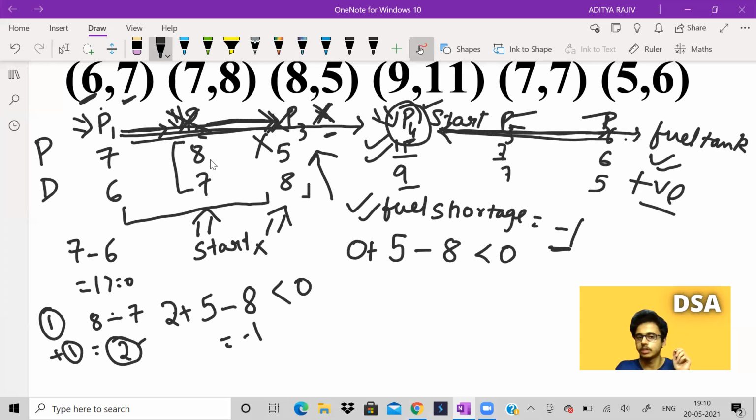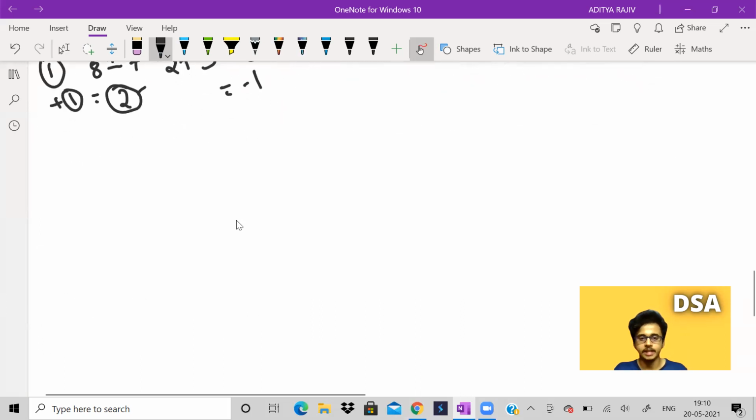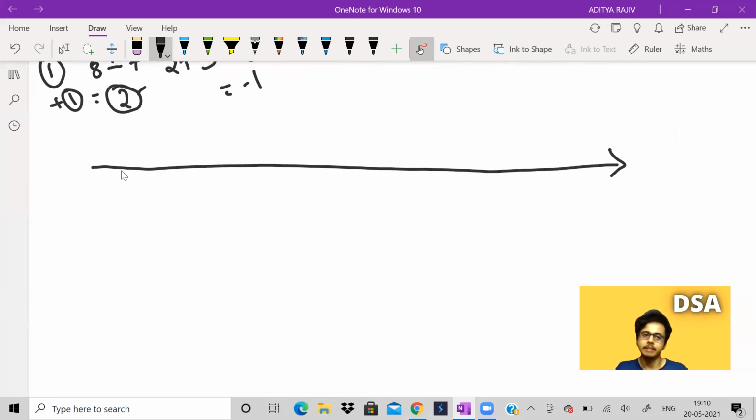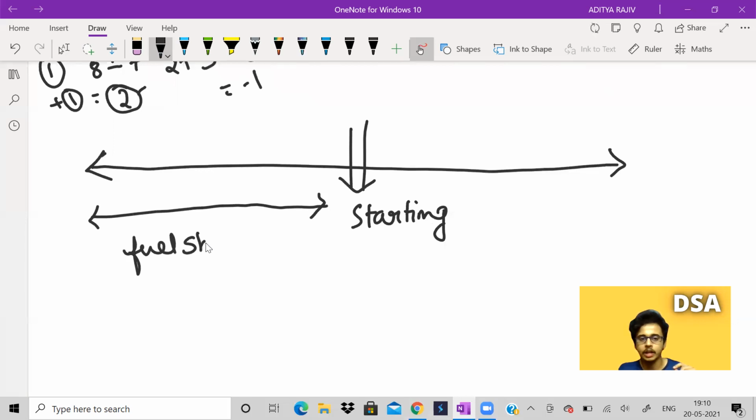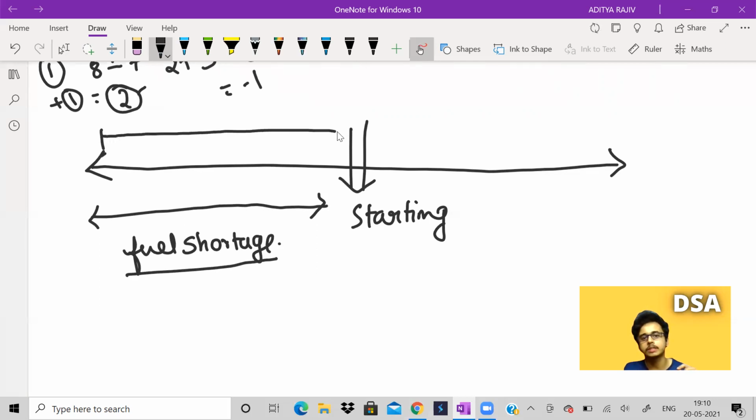That value we need, because it will help us find out the starting point, if at all there is a starting point. So just imagine some n number of petrol pumps are there. Somewhere you found a starting point, assume you have assumed that this is going to be starting point. Basically you need only two values. You need how much fuel is needed. This I am calling as fuel shortage. Basically you need this value, which will tell how much fuel is needed to go from this point to this point.